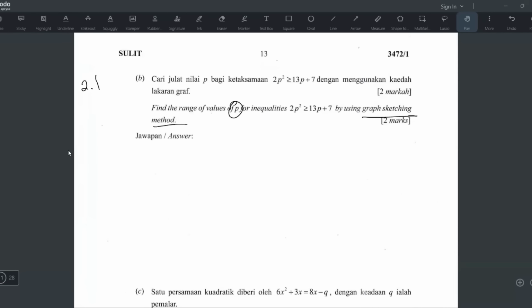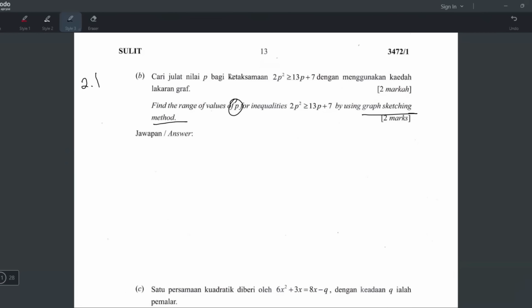And for quadratic inequalities, there are 3 methods to solve them. First is called the graph sketching method. And then you have the table method. And then you have the number line method.